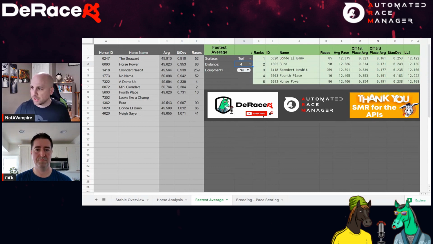If we take a look at Turf 4s, these three horses are all a little family. Donde Albano is the foal of both Burra and Skondert, and she is technically the faster of the three horses on this one. All three horses have a good amount of experience. And then when you come over here, the paces, Donde does outpace all three horses. And then when we go to the lower limit, Donde's lower limit is also the fastest.